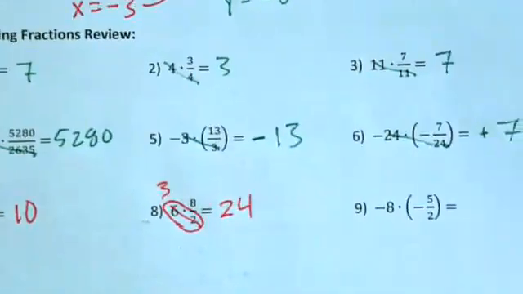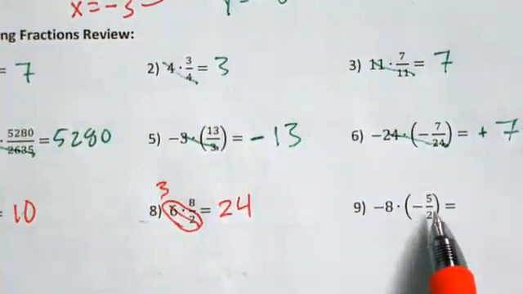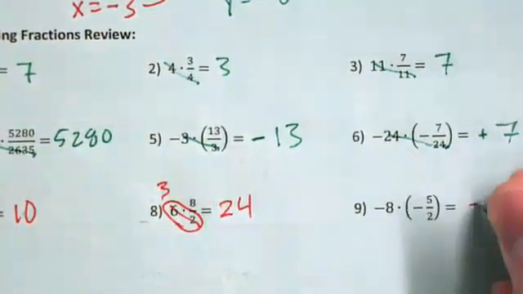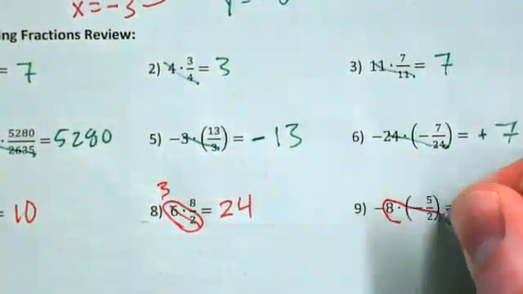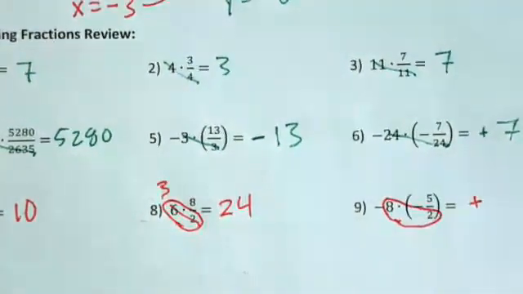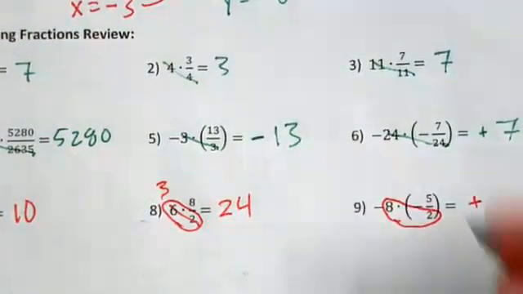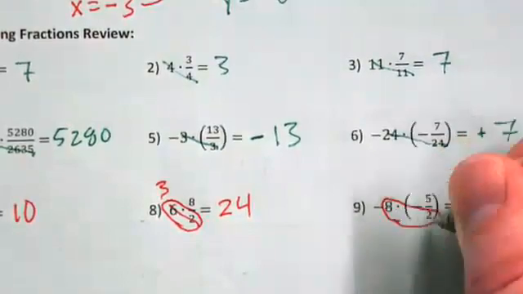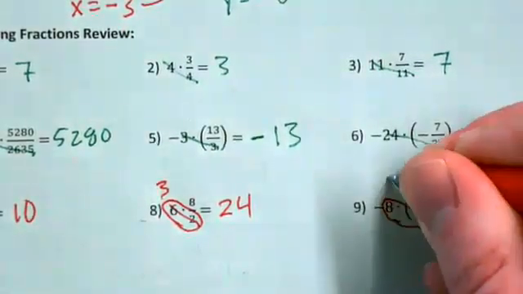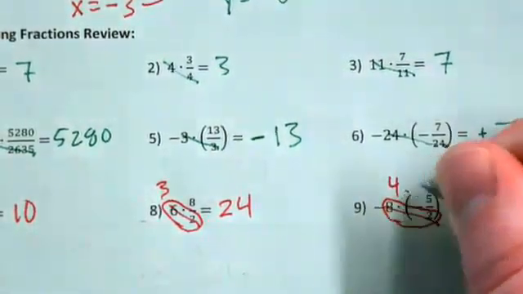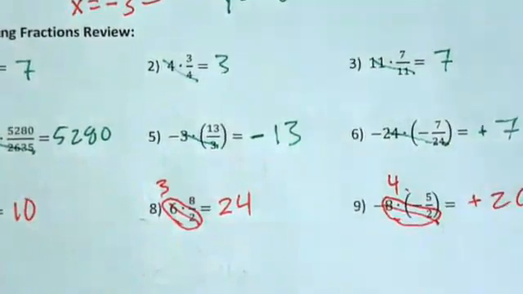All right, here's the ultimate one. We have negative signs here. Negative times a negative is going to give us what type of answer? Positive answer. Okay, now think about the 8 divided by 2. 8 divided by 2 is 4. And then 4 times 5 is 20.